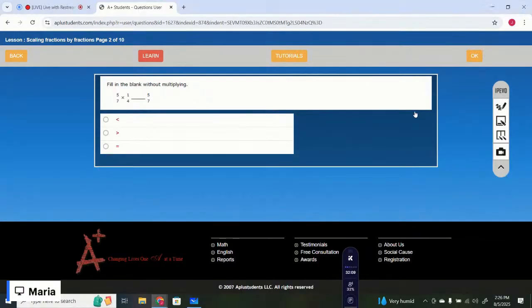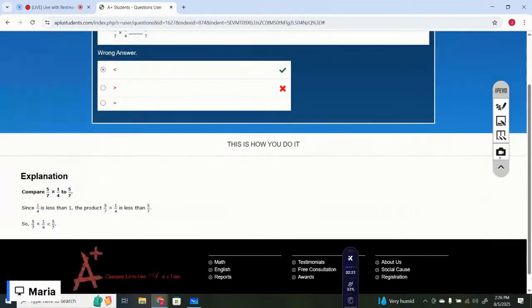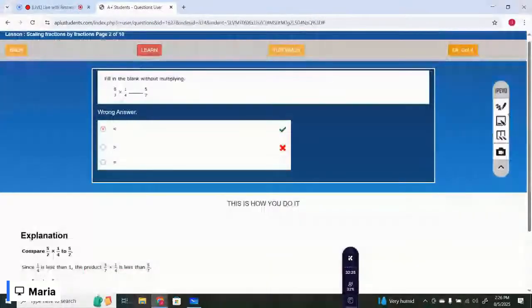Option is the correct option. Greater it is. Less it is. Option 2. So option 1 is the correct option.